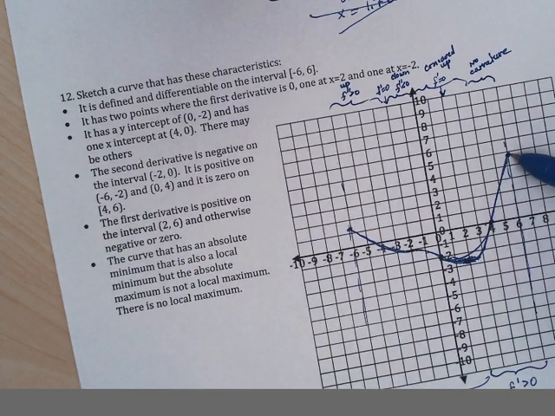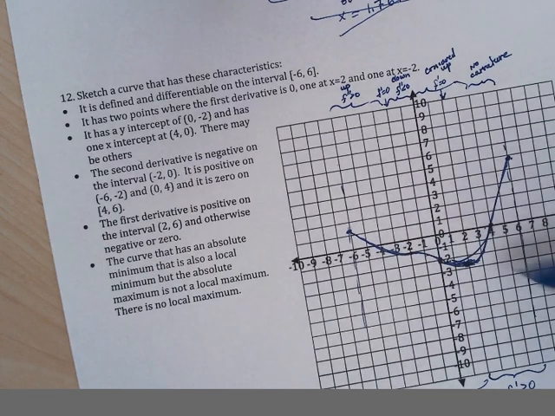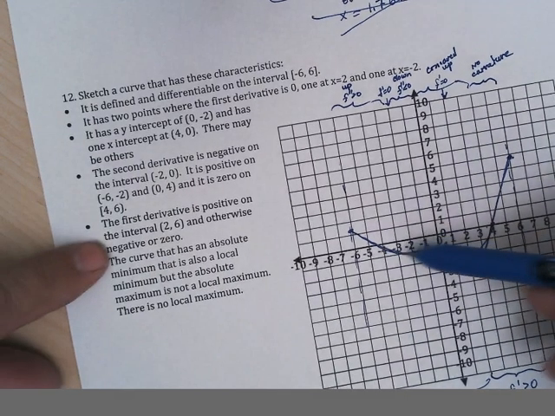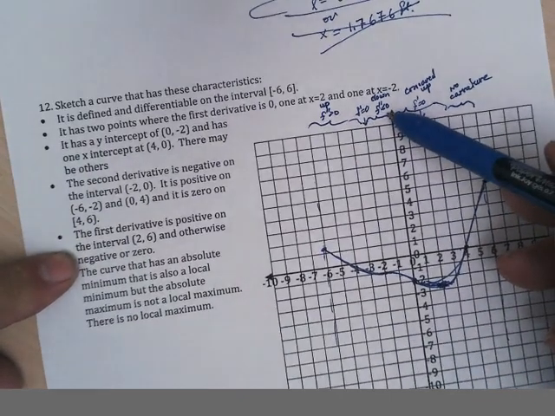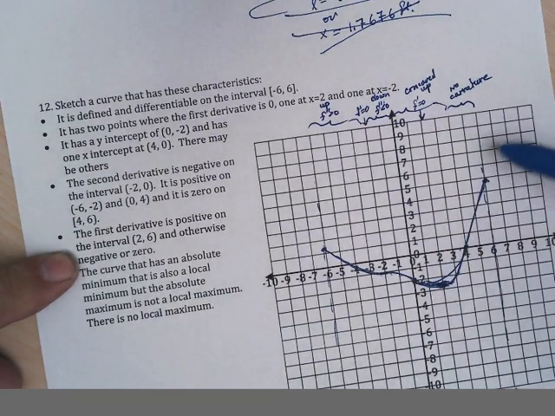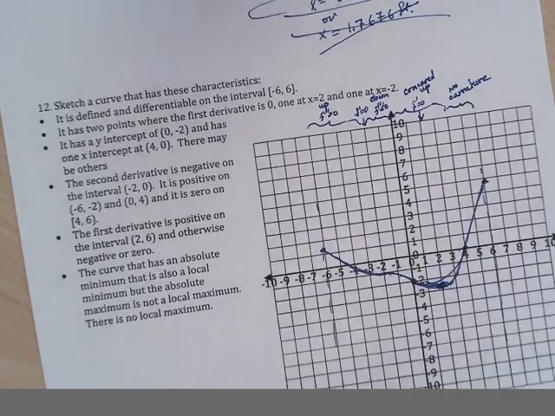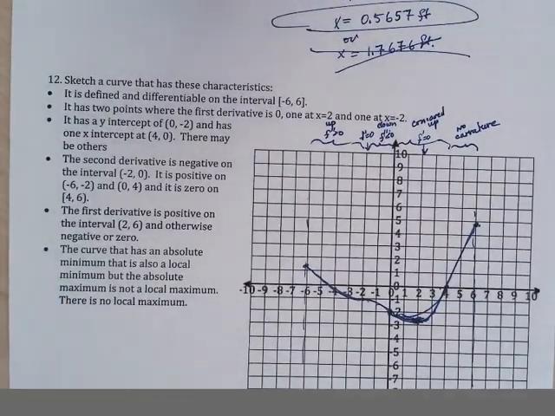It has the absolute max, has a local min that's also the global min, and I think all the other things are satisfied. It's always decreasing or zero going to here. It's always increasing and concave down. And then concaved up here, and concaved up there, and no curvature there. So this is something that would work. Okay.